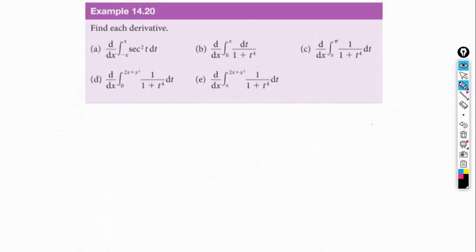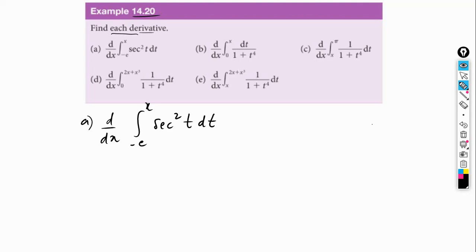So now we have example 14.20, where they ask us to find each derivative. Notice that this is simply an application of the first fundamental theorem of integral calculus. For A, it says the derivative of the integral from negative e to x of secant squared of t dt.